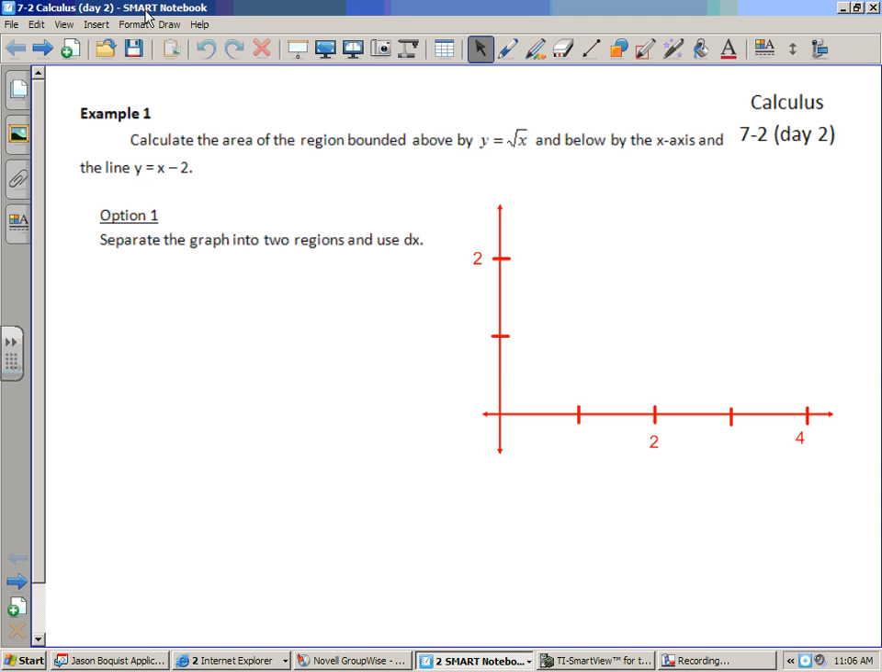So the first thing we're going to want to do is figure out what's going on with this graph. You notice the x and y axis I've given you are really not all that big. So basically we have the square root of x, and then we have x minus 2, which is a line, and then also bounded by the x-axis. So let's go ahead and get a good graph for this. Let's see, I'm going from 0 to 2 and 0 to 4. All right.